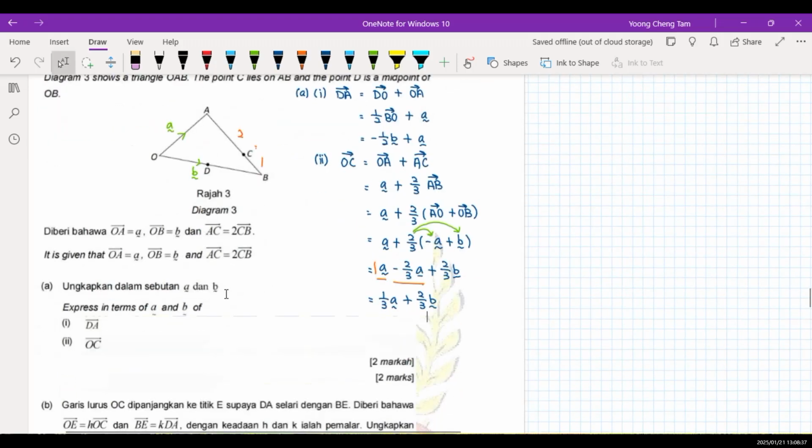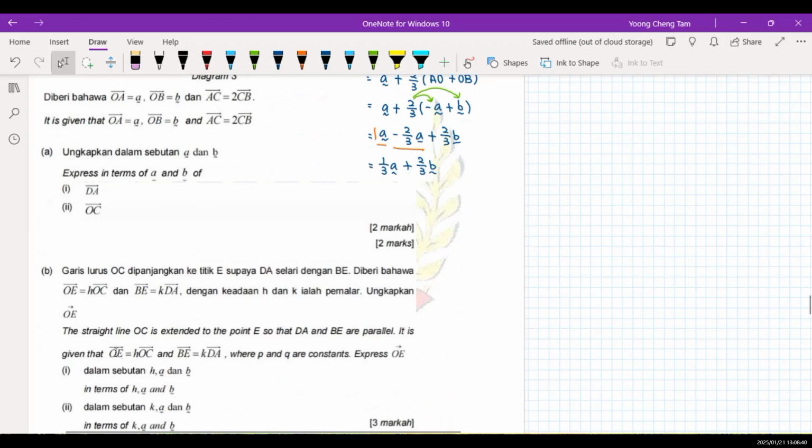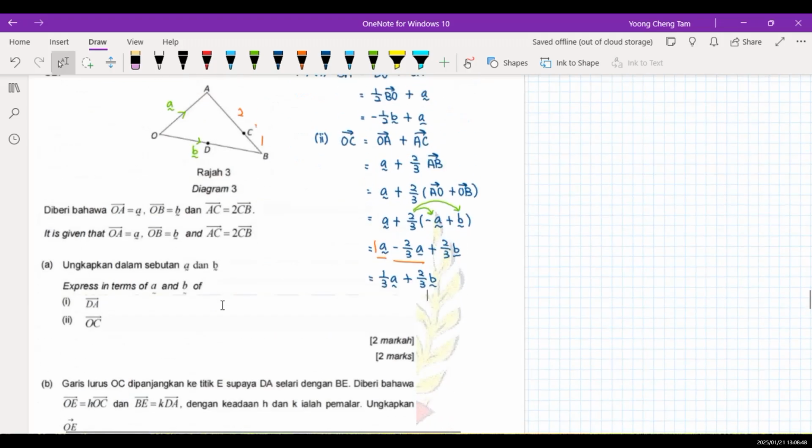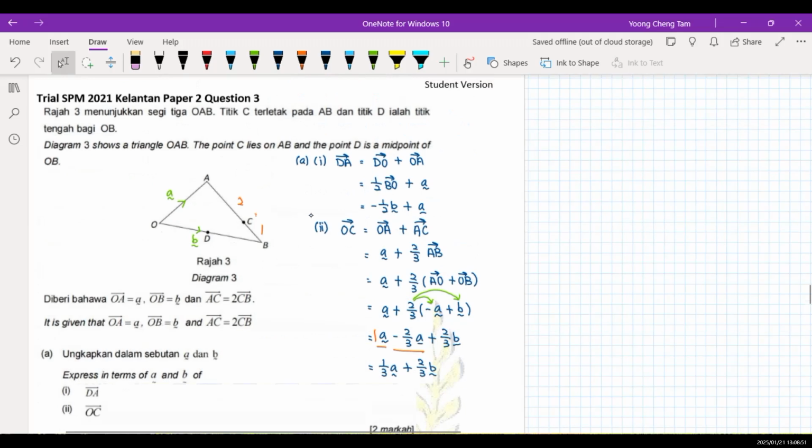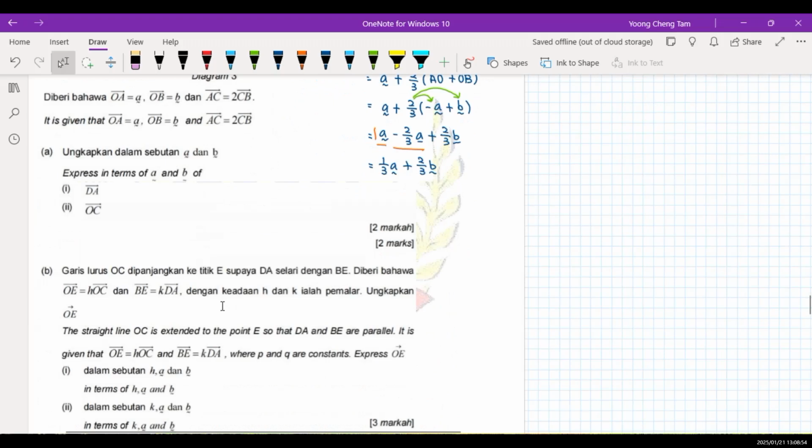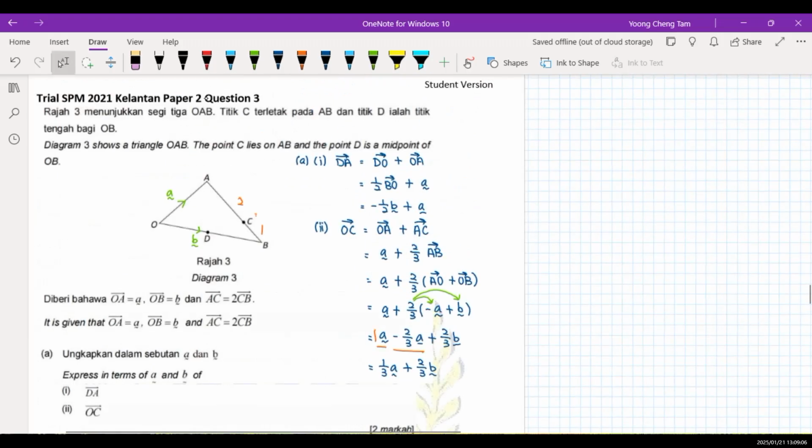Now let's continue with question B. The straight line OC is extended to the point E so that DA and BE are parallel. If you look at the diagram, the line OC will be extended, meaning that it makes the line longer, to a point E so that DA and BE are parallel. If you imagine the line OC extended, at one point the line DA and the line BE are parallel.